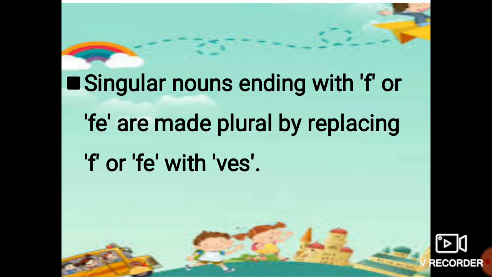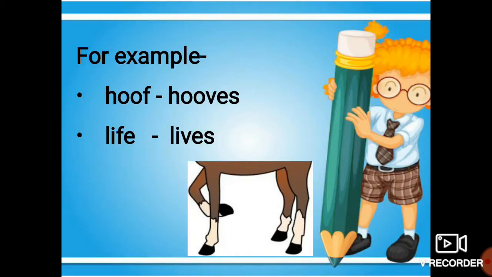Next, singular nouns ending with f or fe are made plural by replacing f or fe with ves. For example, hoof becomes hooves, life becomes lives. So, as you can notice in the given examples, the singular nouns are ending with the letters f or fe, and such singular nouns are made plural by writing ves in place of f or fe.